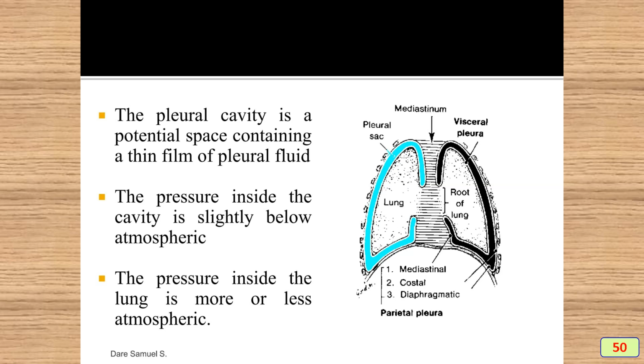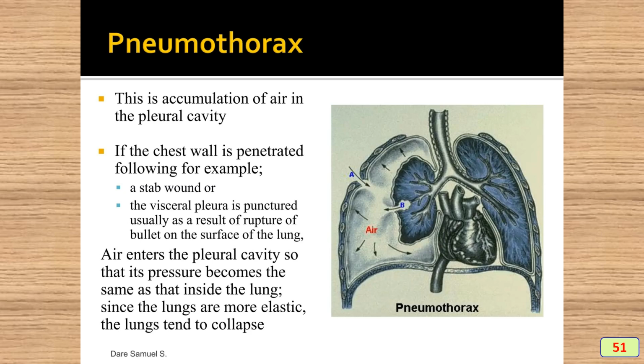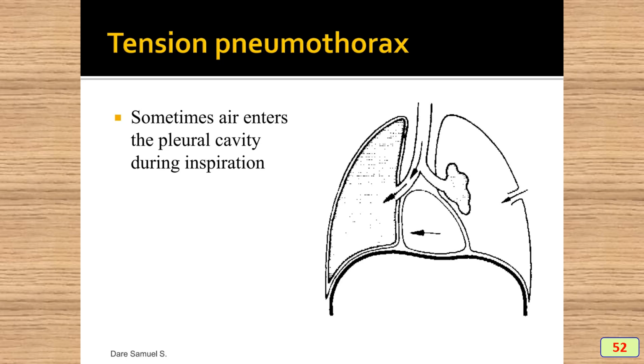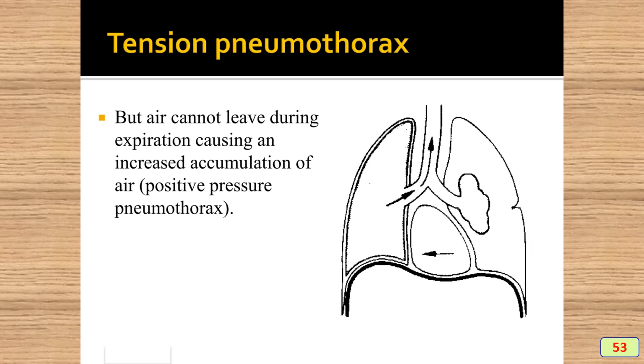The pressure inside the pleural cavity is more or less atmospheric, and pneumothorax is the accumulation of air in the pleural cavity. In tension pneumothorax, air enters the pleural cavity during inspiration, and pneumonia may also happen.